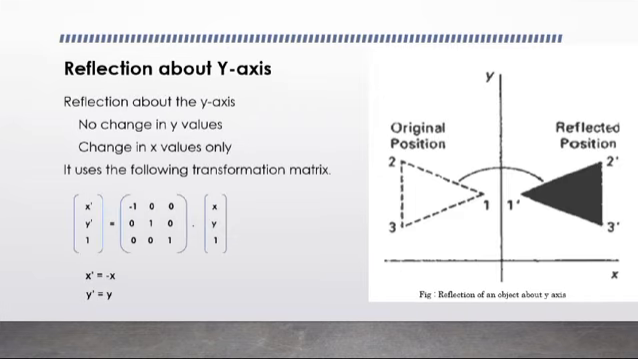Now, let's discuss about reflection about y-axis. For reflection about y-axis, the y values will remain the same and the x values will be negative in this case. That is, no change in y values, change in x values only. Here is the transformation matrix for reflection about y-axis. The new coordinates can be represented as [x' y' 1] equal to [-1 0 0; 0 1 0; 0 0 1] into [x y 1]. That is, x' equal to minus x, y' equal to y.